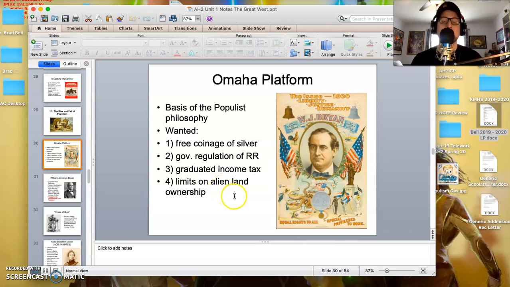Don't allow aliens to own land. So if you are not a permanent U.S. citizen, you couldn't own land. It's not that they were extremely nativist, meaning they hated immigrants, but they did want to put restrictions on them. So each of these individual beliefs makes up the platform. That's what the party stands on.